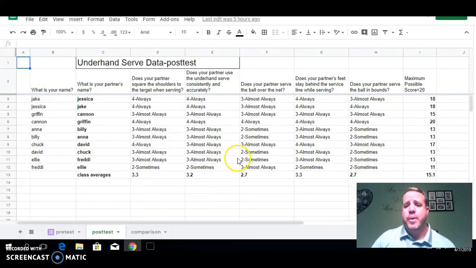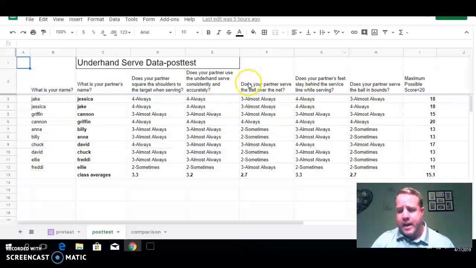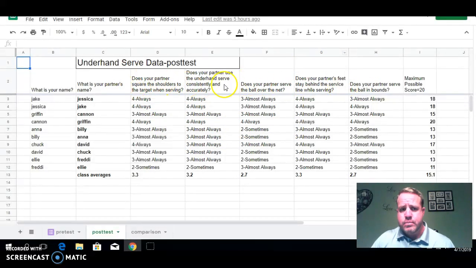So the pretest is at the beginning of the unit. The post-test will be at the end of the unit. Once again, I'm going to use the same assessment. I'm going to use the partner assessment to go through the same learning targets up here at the top, from the rubric that I used earlier.